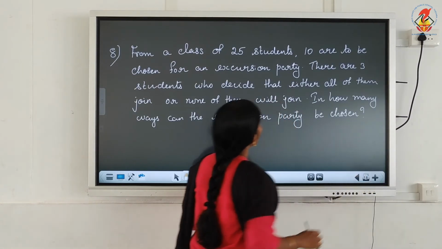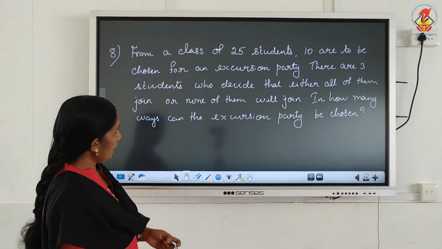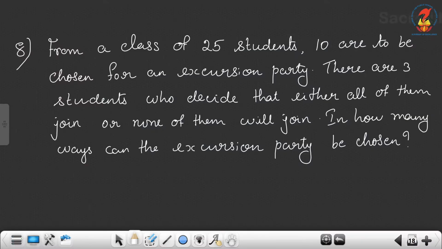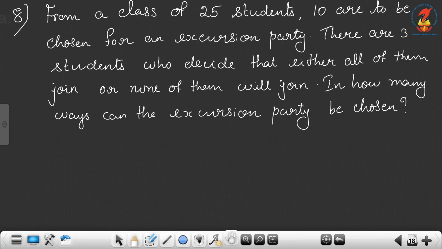The next one. From a class of 25 students, 10 are to be chosen for an excursion party. There are 3 students who decide that either all of them join or none of them will join. In how many ways can the excursion party be chosen? So in a class there are 25 students and 10 are selected for an excursion party.